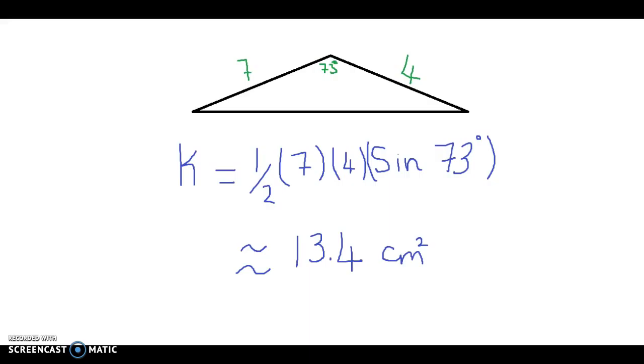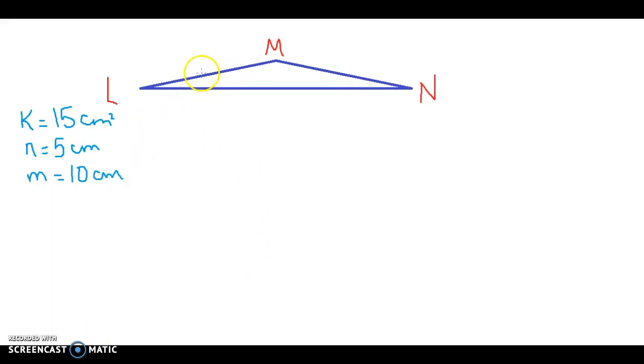Let's look at another example. In this other example, we're going to be finding the angle. So we want to find all possible solutions for angle L over here, given that K, which is the area of the triangle, is 15 centimeters squared, and n, small letter n, which is opposite to angle N, is 5 centimeters, and m, which is opposite from angle M, is 10 centimeters. So we want to find that angle, angle L. And there are 2 possibilities for that angle if we look at our solution, but let's actually work it out and see what happens.